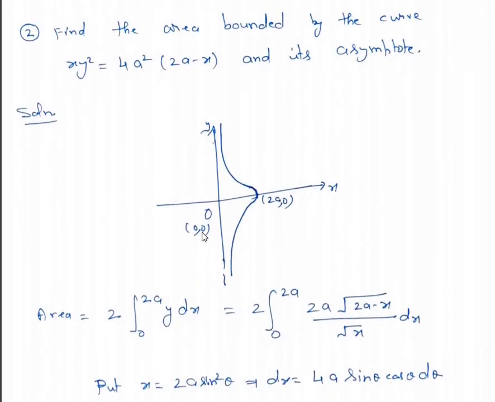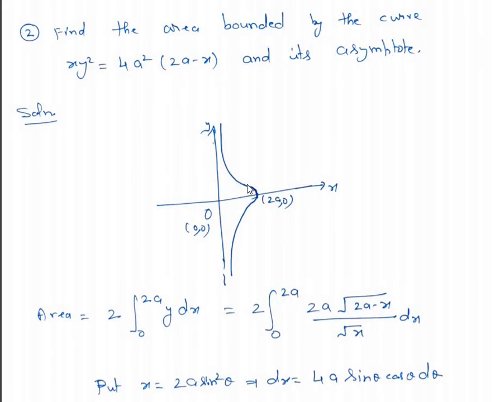Second example. Find the area bounded by the curve xy² = 4a²(2a − x) and its asymptote. Now because powers of y are even, the curve is symmetric about the x-axis. Now what are the asymptotes? If you equate the coefficient of y², which is x, to zero, the highest power of y is 2 and its coefficient is x, so the asymptote is x = 0, that means the y-axis.